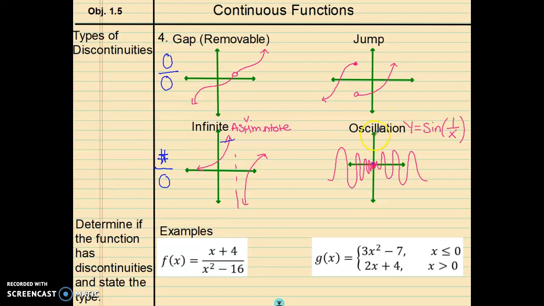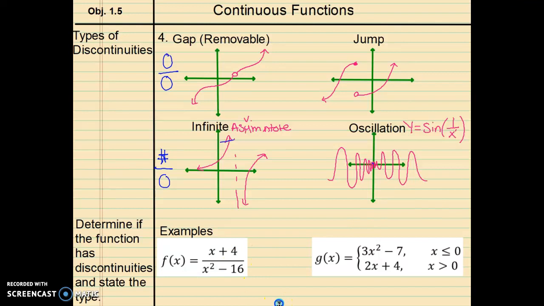The last type of discontinuity is an oscillation. This one we haven't really seen, and it's not that common. But here's an equation that gives you the oscillation we're talking about. So basically, if you were to graph this on a graphing calculator and zoom in, you would start to see that these lines just kind of go up and down, up and down, up and down, and they're not really approaching any specific number. So the limit would not exist there, making this not continuous.